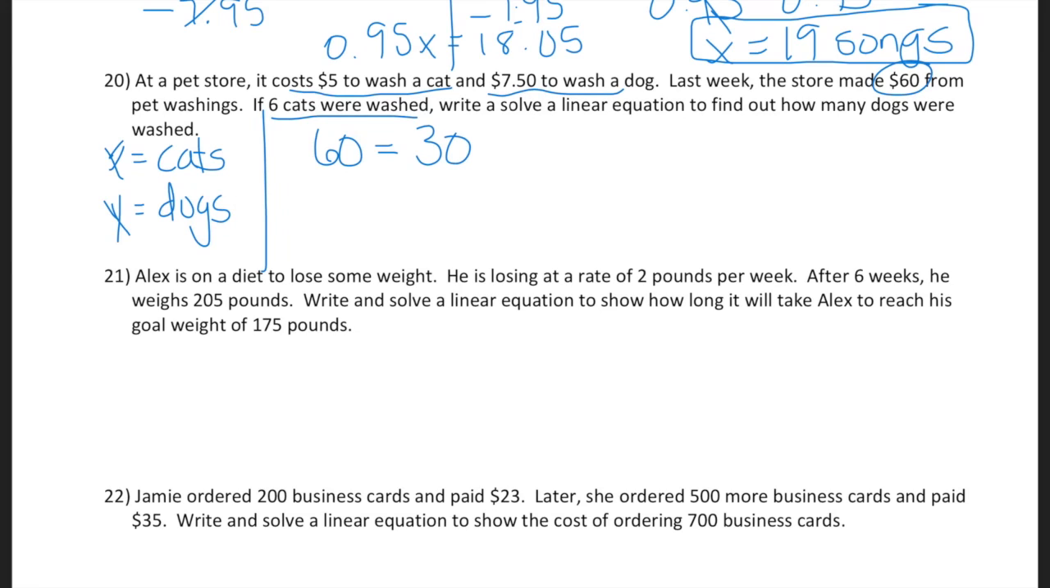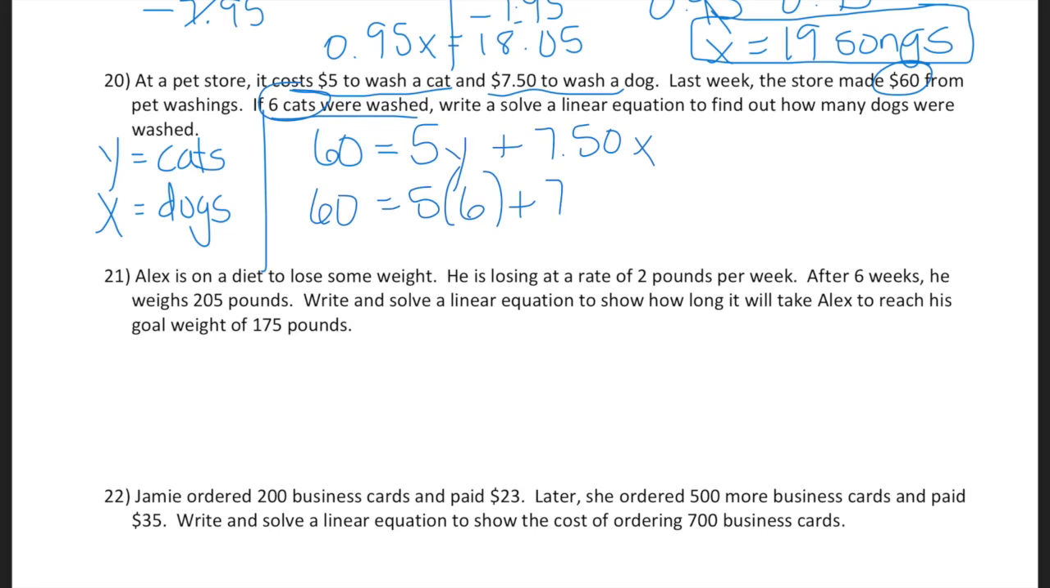Okay, let me redo this for you. Let's say this was y and this was x. I'm going to back up here. Instead of putting 30, I'm going to say 5y. So there's my cats, $5 per cat, $7.50 per dog. Now, I know that there were 6 cats washed, so I can substitute a 6 here. That gives me my 30. Okay, so that's where that came from.